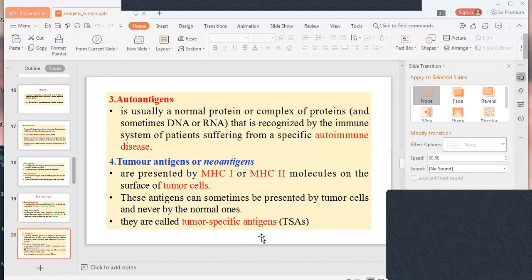The fourth one is the tumor-specific antigen, tumor antigen, which can also be termed neoantigen. These particular antigens are presented by MHC class 1 or 2, major histocompatibility molecules, on the surface of the tumor cell. They can be presented by the tumor cell and never by the normal cell. So these sorts of antigen you will never find at the surface of the normal cell, but you can find them at the surface of the tumor cell. That is why they are called tumor-specific antigen or TSA.